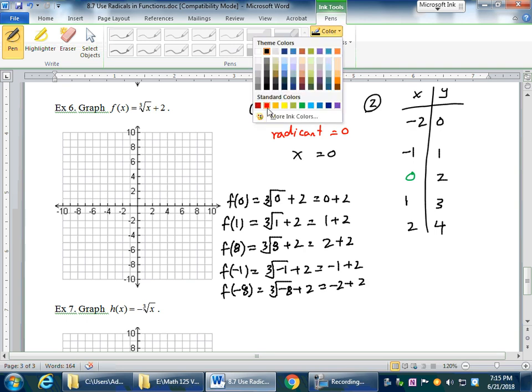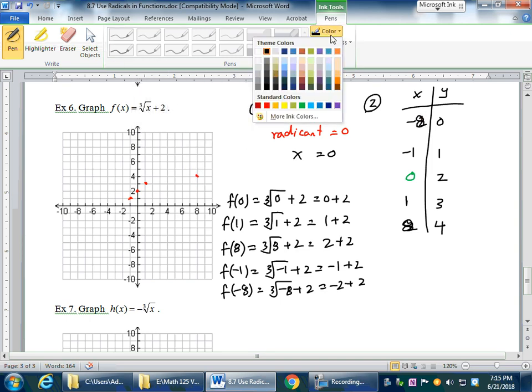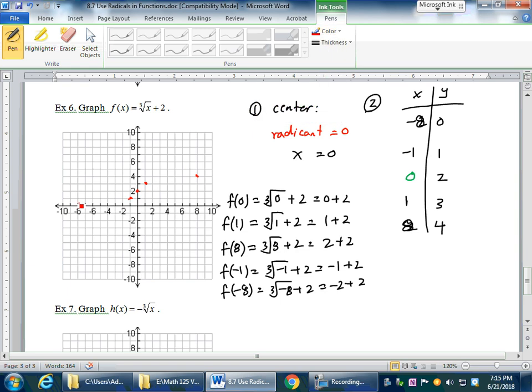Now, we can graph this, which is at 0 will be 2. At 1 will be 3. I wrote it wrong. At 8 will be 4, right? At 8 will be 4, so make sure you fix that. And on the left hand side, at negative 1 will be 1. And then again, I wrote it wrong right here. It should be negative 8, right? At negative 8 will become 0. So we got a cube root graph like this.